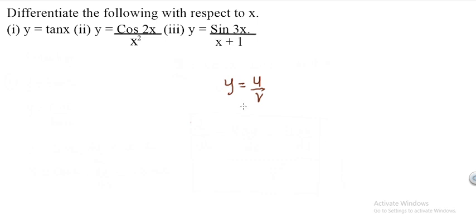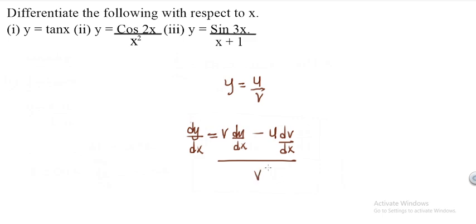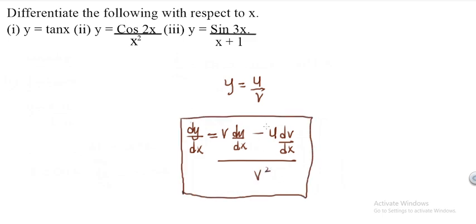The quotient rule tells us that if you have two functions, u and v, one as the numerator and the other as the denominator, and you're trying to find the derivative of y with respect to x, dy over dx will be equal to v du over dx minus u dv over dx, divided by v squared. So this is the quotient rule. Let's quickly apply it so that you understand how to really use it.